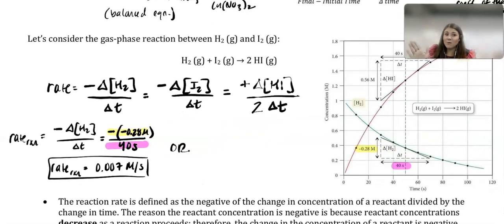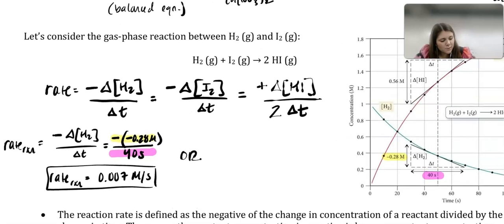So, hoping everything goes right, we should still get the same one if we used HI's data. Now you will notice I didn't use iodine because iodine, since it has a coefficient of 1 as well, would have the same value as that H2. All right, so here, rate of reaction is positive delta HI divided by 2 delta T. Let me just write that a little bit smaller, sorry.